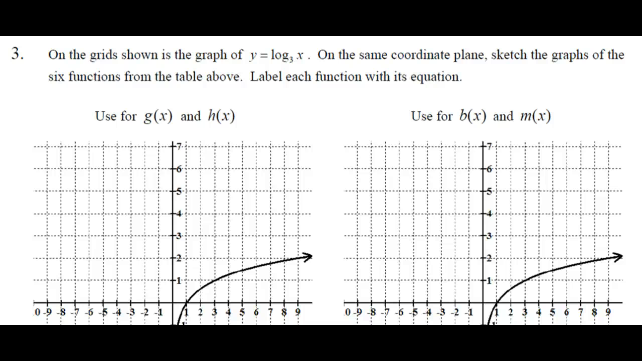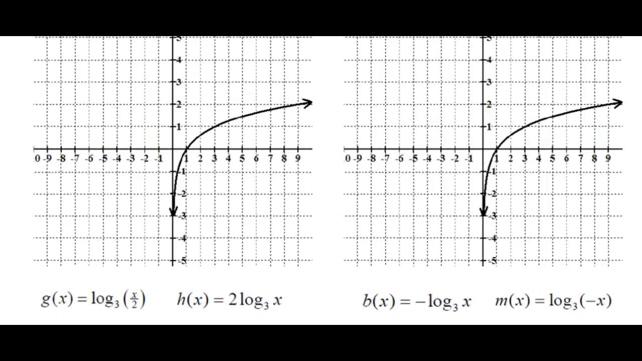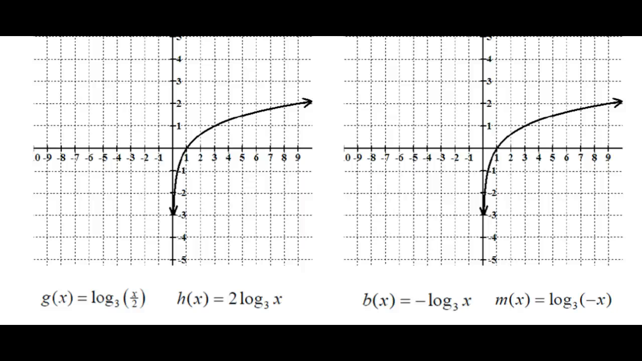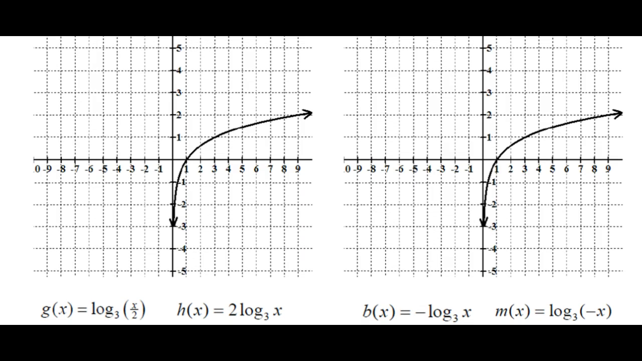On the grid shown is a graph of y equals log base 3 of x. On the same coordinate plane, sketch the graphs of the 6 functions from the table above, label each function. So you've got 3 grids. First one is for g of x, h of x. Second is for b of x and m of x. And here's what g of x is. You've got your descriptions sitting there as well. So I would more use the description to graph this stuff. Okay, I'm going to shrink this a bit.